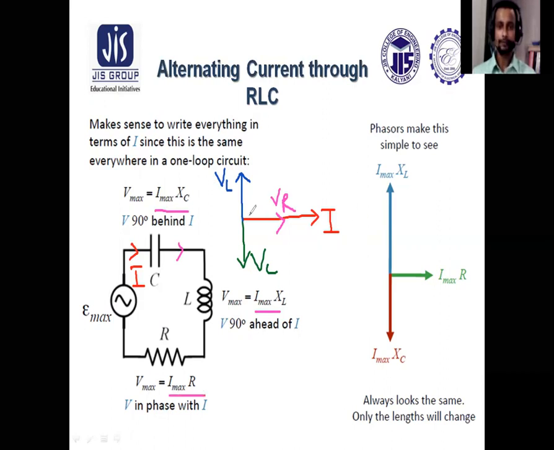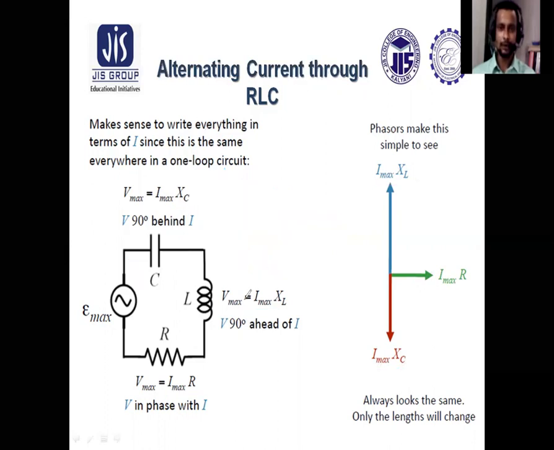Now, this should be the axis of VR. So VR equals what? Voltage across the resistor, which is Imax R. VL is Imax XL, and this is Imax XC. So from this, what we concluded, we have got this phasor diagram. Clear?